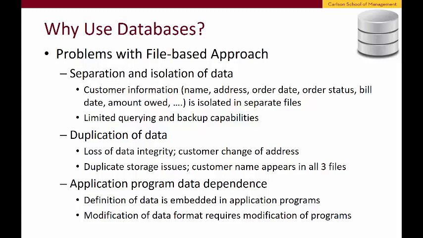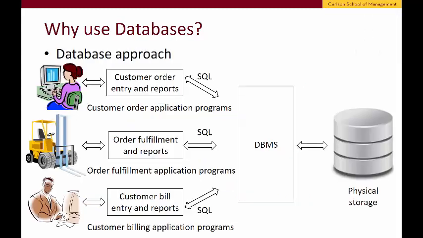For example, a customer address change might be recorded in the sales department but not fulfillment. The order might be sent to an incorrect address. Finally, if the definition of data changes, application programs need to be modified to reflect all those changes.